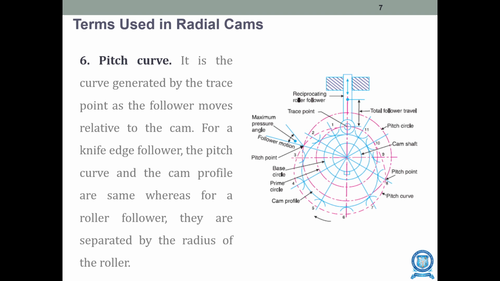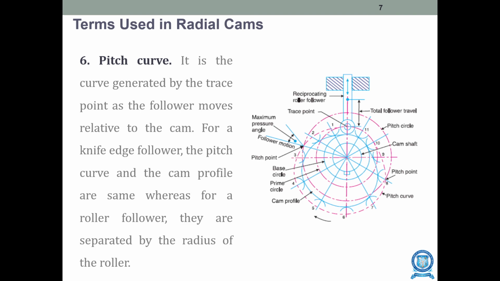Whereas for a roller follower, there will be rotary motion, so they are separated by the radius of the roller. So in the case of a knife edge, they are the same, but if you have a roller follower, they are separated by the radius of the follower.